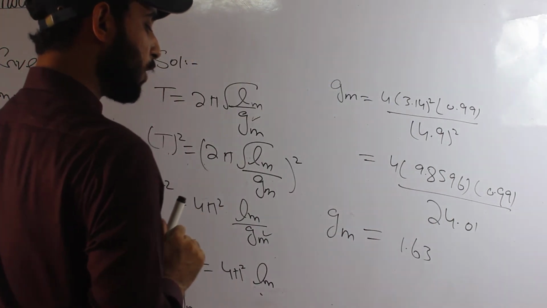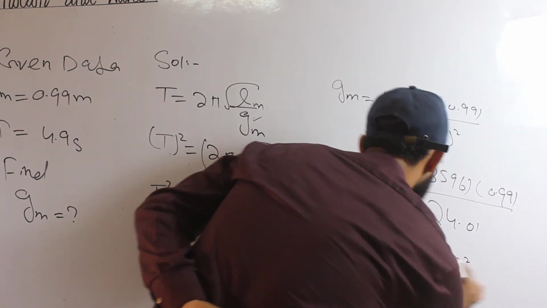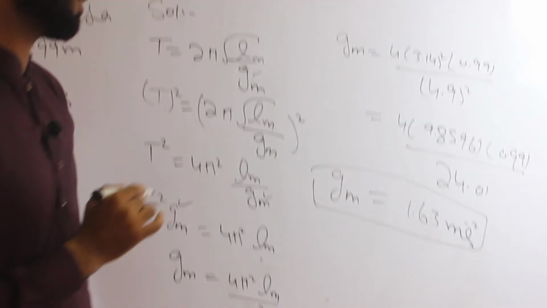So the SI unit of the value of g is meter per second square. So that is the numerical number 10.2.